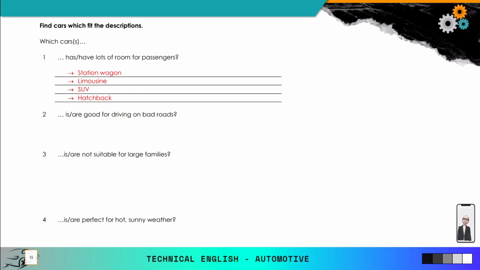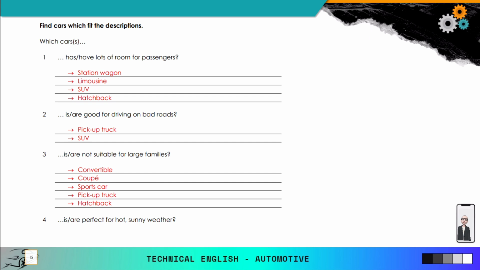Which of these cars are good for driving on bad roads? That would be the pickup truck or SUV. Which would not be suitable for larger families? Not suitable for large families. Convertible, the coupe, sports car, pickup truck, or hatchback.